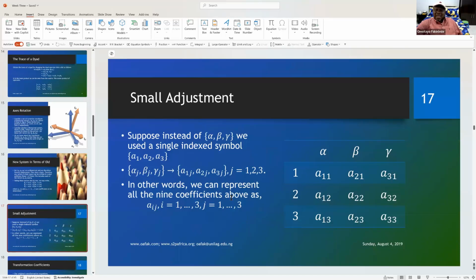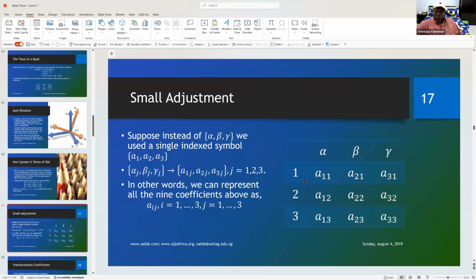Suppose instead of alpha, beta, and gamma, we used a single symbol A with two indices, so that alpha j is A1j, beta j is A2j, and gamma j is A3j. So alpha 1 would now be simply A11, alpha 2 will be A12, alpha 3 will be A13, and so on. Why are we doing this? We are doing it purely for convenience. There is no mathematical reason apart from convenience that's making us do this. You already know that once we do this, it will be easier to use the index notation, and we are going to be running after fewer demons than we will be running after right now.